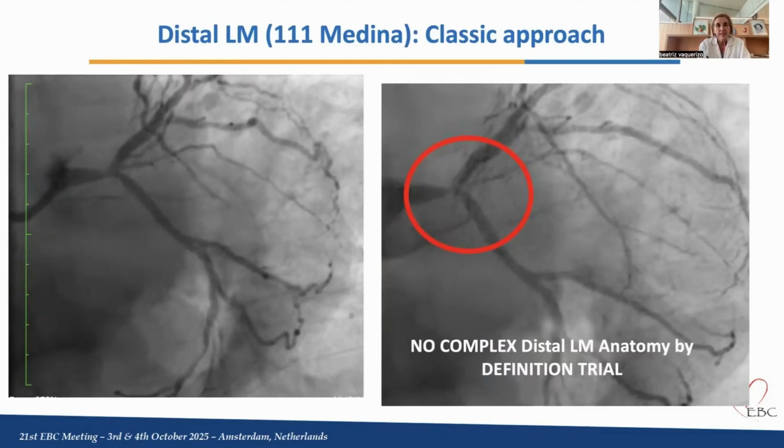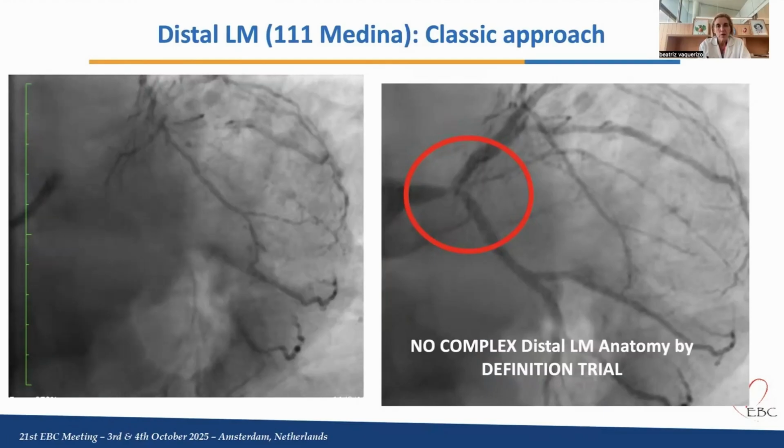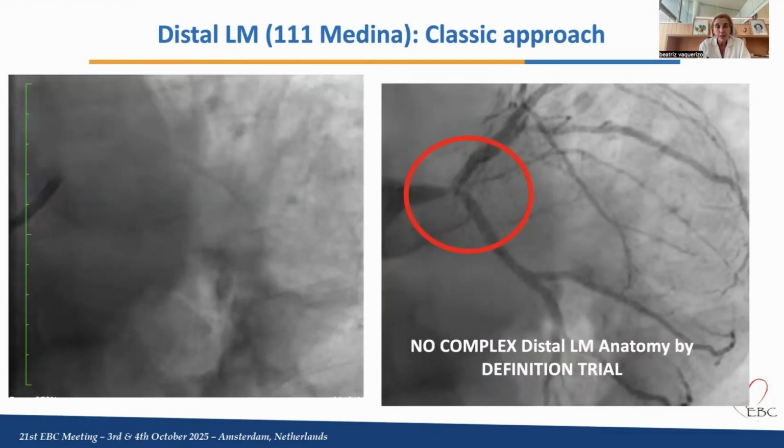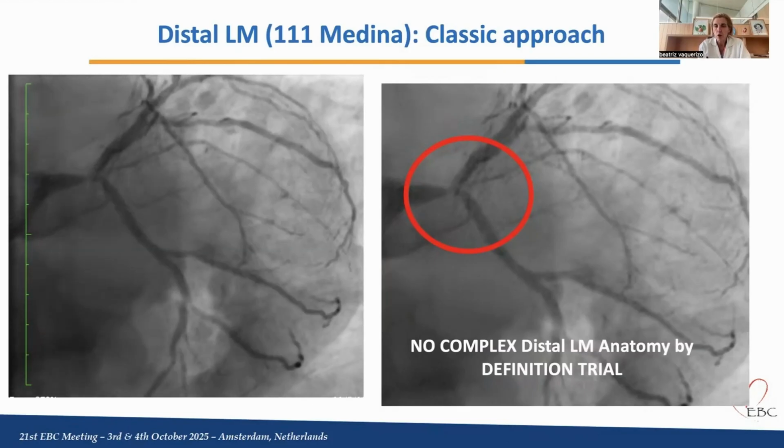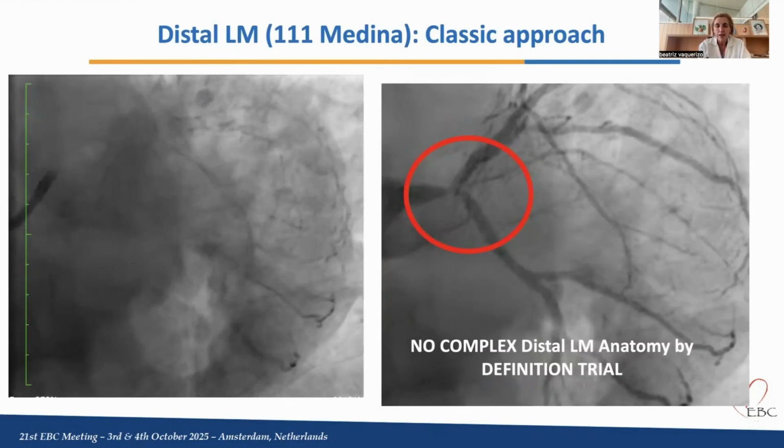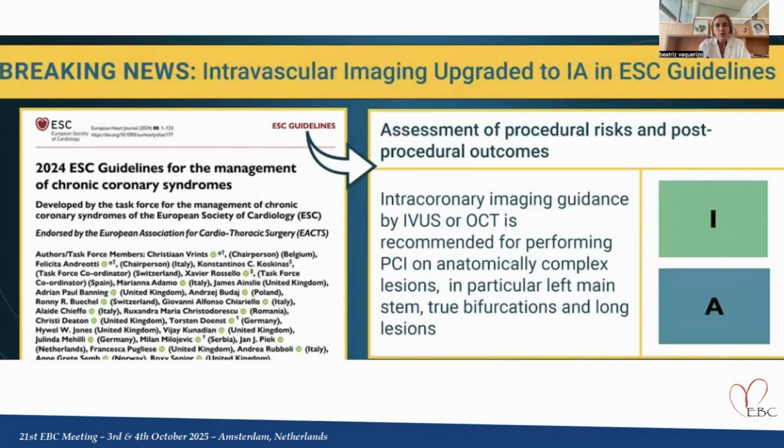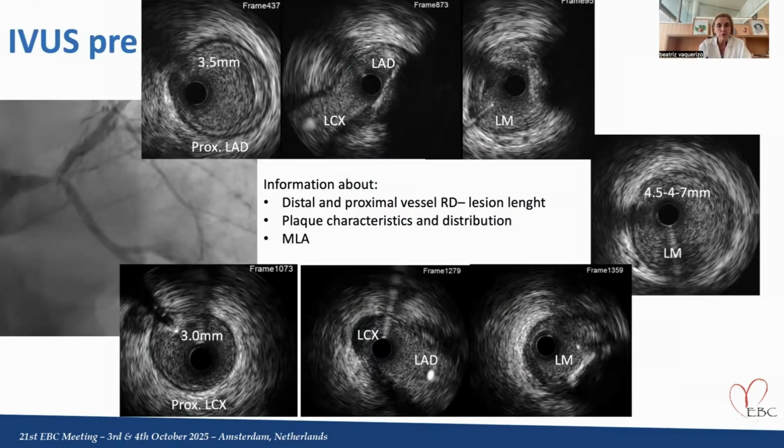You can see here a distal left main, 1-1-1 Medina, no complex distal left main, a short lesion in the left circumflex, no diffuse disease, no calcification. So we used IVUS before because we wanted to know the distal and proximal basal reference diameter, also the lesion length, and we also analyzed the plaque characteristics and distribution for the left main.